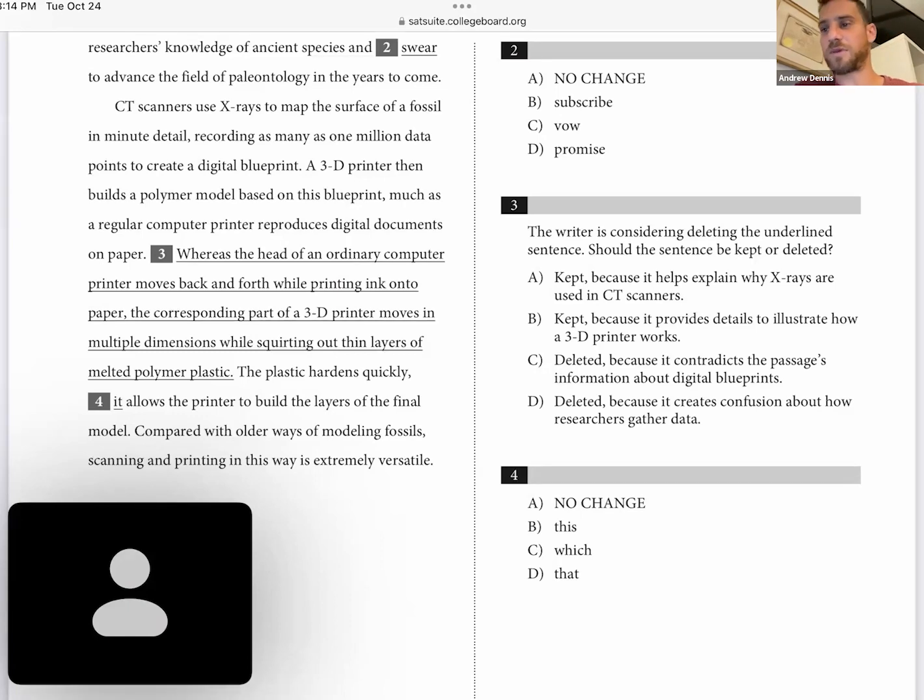So, keep it because it helps explain why X-rays are used in CT scanners. Keep it because it provides details to illustrate how a 3D printer works. Delete it because it contradicts the passage's information about digital blueprints. Delete it because it creates confusion about how researchers gather data. What do we think is a good answer here?